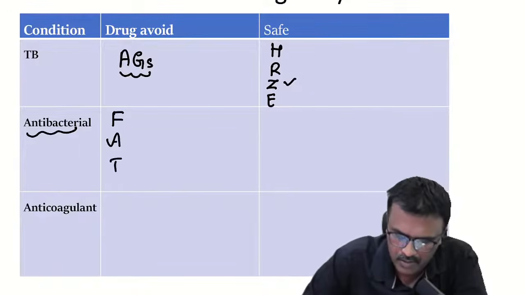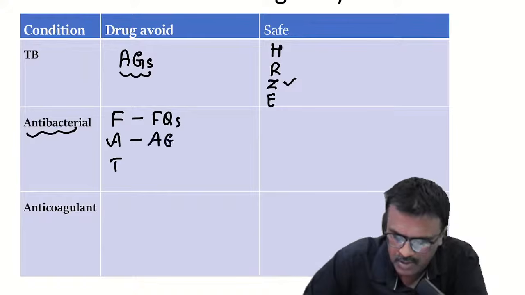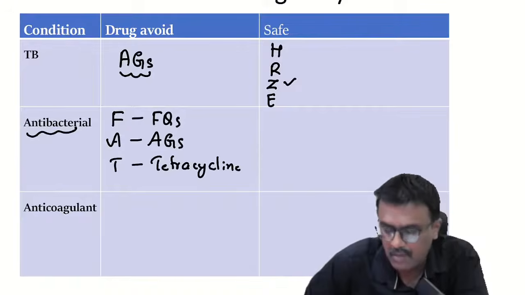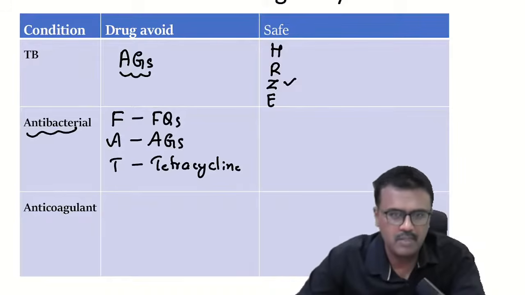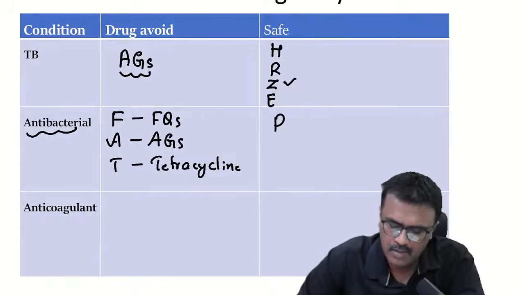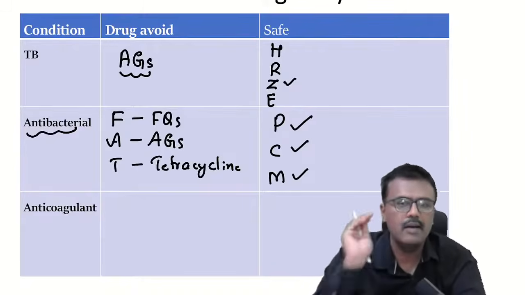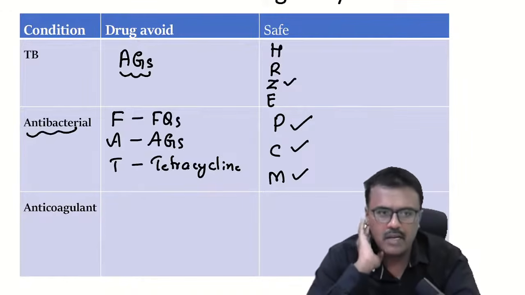Antibacterials which should be avoided are FAT. What is F for? Fluoroquinolones. A for aminoglycosides. T for tetracyclines. What about sulfonamides? Sulfonamides can be given, but the risk is bilirubin displacement. What are the safer ones? PCM. P for penicillin, C for cephalosporin, and M for macrolides, like azithromycin, erythromycin, clarithromycin.